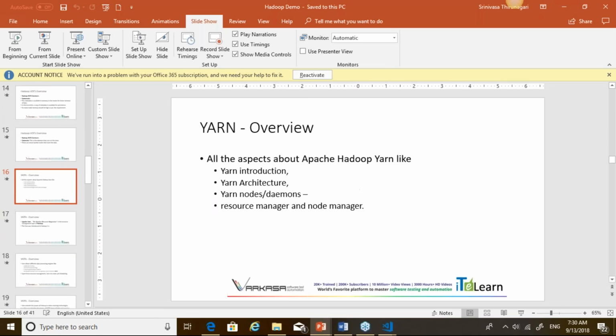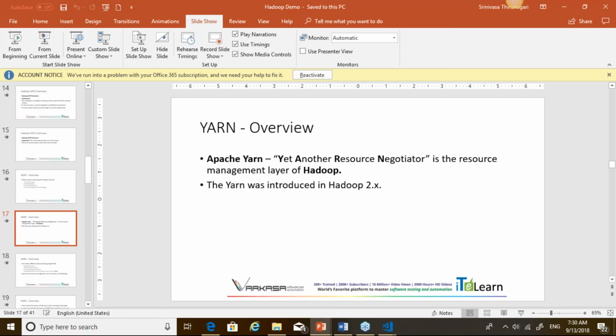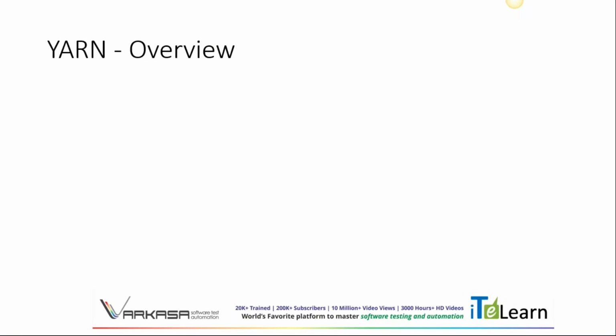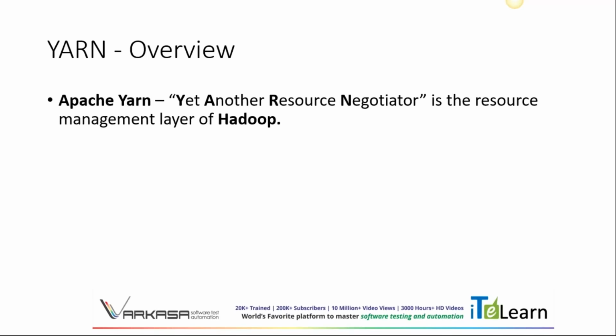So the next topic is YARN. What is YARN? Let us see those things now. YARN is from Apache, an open source tool. Yet Another Resource Negotiator. It is the resource management layer of Hadoop. YARN was introduced in Hadoop 2.x, and now it is Hadoop 3.x actually. It was introduced back in Hadoop version 2.6.